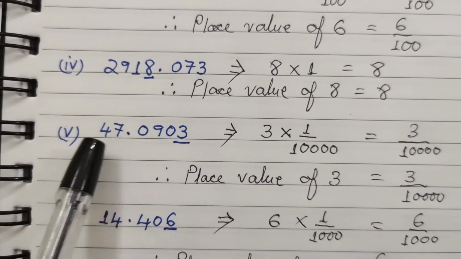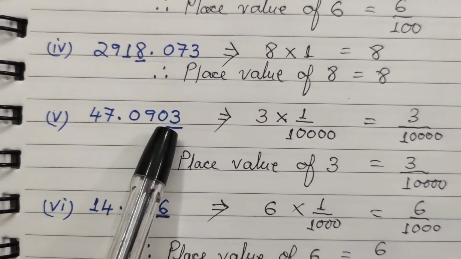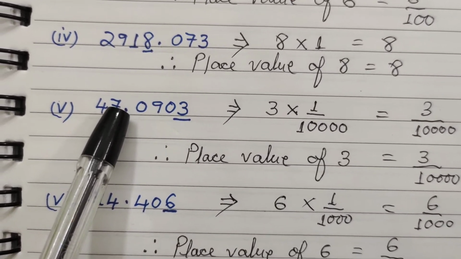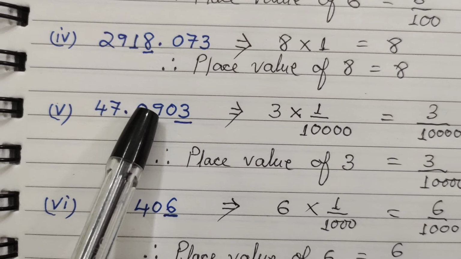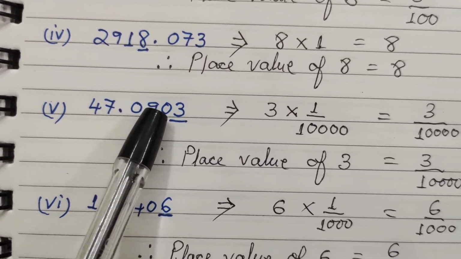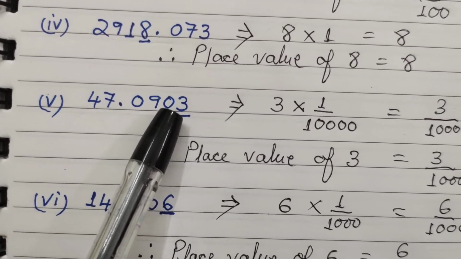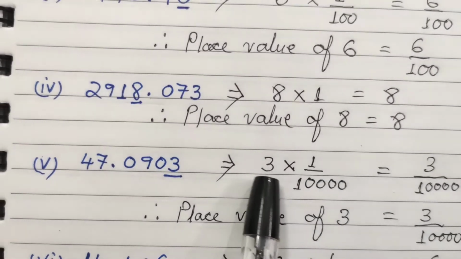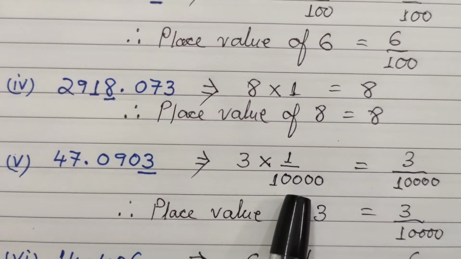The next decimal number is 47.0903. 3 is underlined here. Now let's see in which position 3 is in. After the point, towards the right side, the first position is tenth, followed by hundredth, thousandth, ten-thousandth. 10,000th means 1 by 10,000. So if I want to find out the place value of 3, I have to multiply it with the position in which it is in.